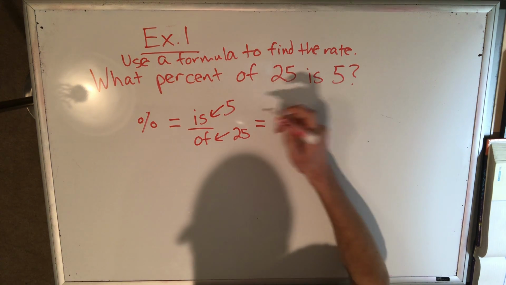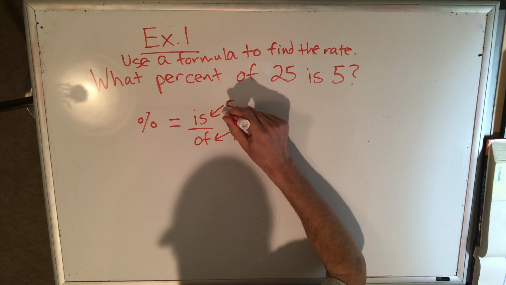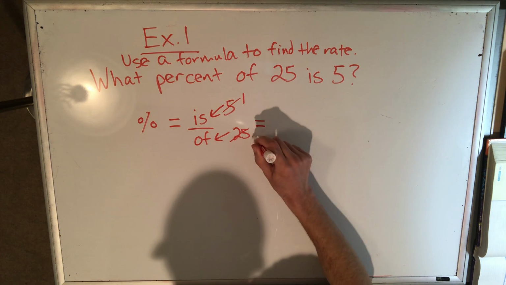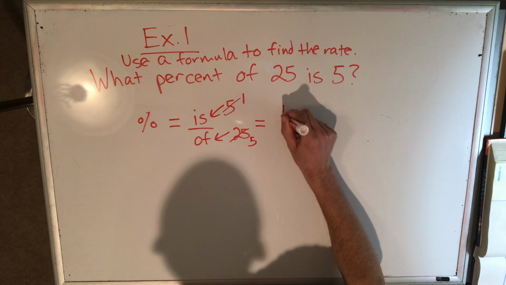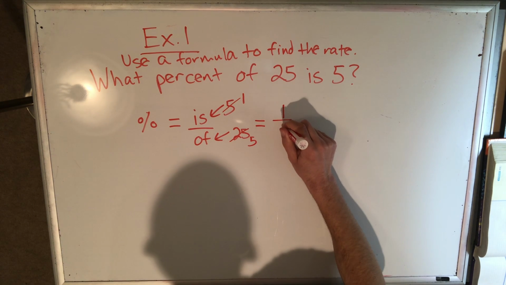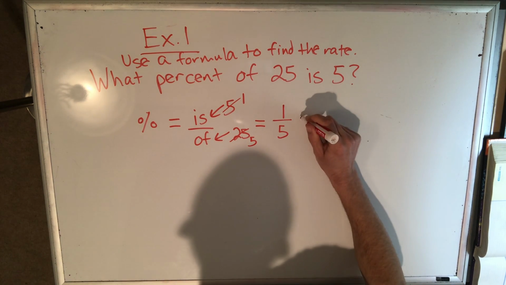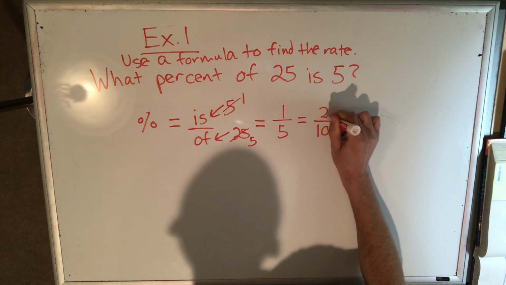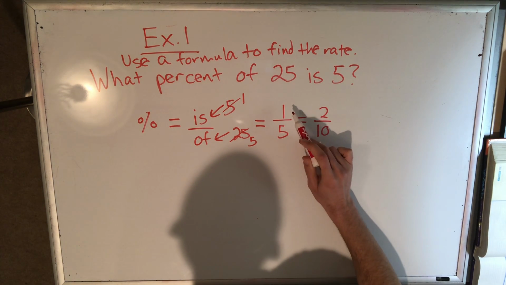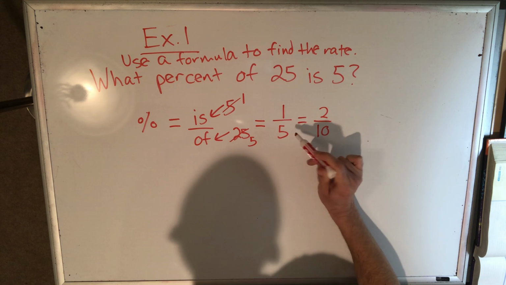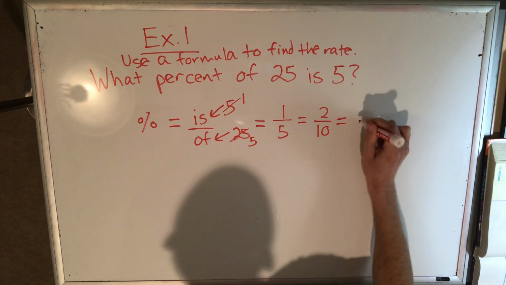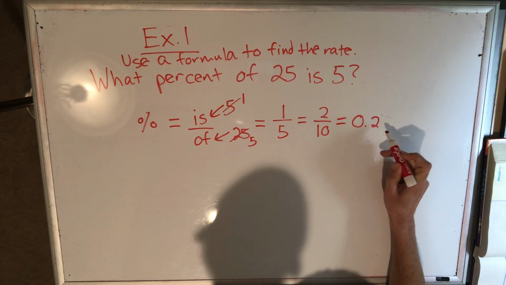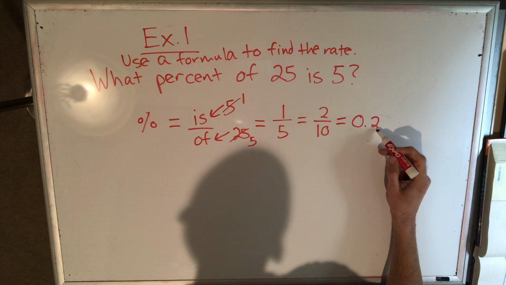is, well, let's simplify that first. 5 and 25 can each be divided by 5 to get 1 and 5. So we have 1/5, and 1/5 is equal to 2/10 if you multiply both the top and bottom by 2. And 2/10 is equal to 0.2 because the first decimal place is the tenths place.